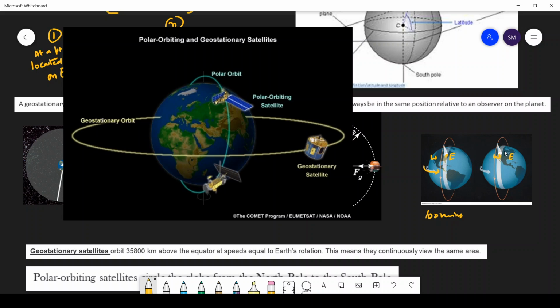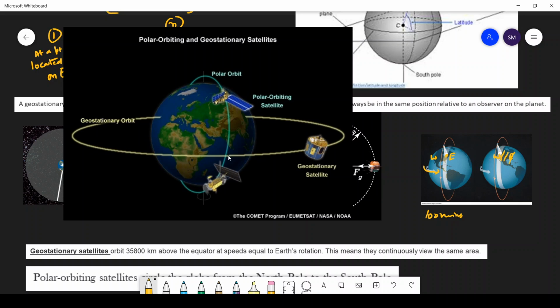So this is 1, and then second time it was over here. So in strips it is covering the whole earth. So polar orbit satellite will cover the whole earth, whereas geostationary satellite will be showing you the position of a particular location only. Have you understood the difference between the two?